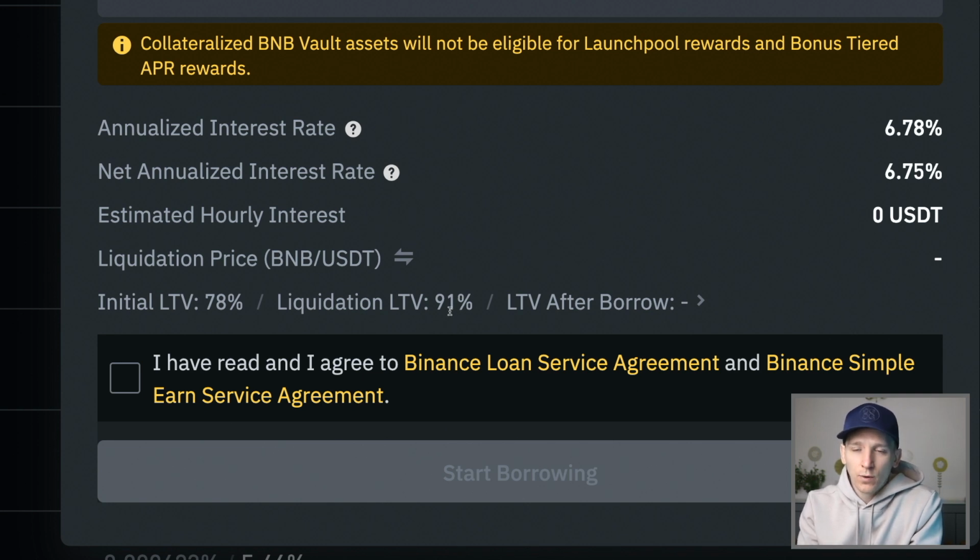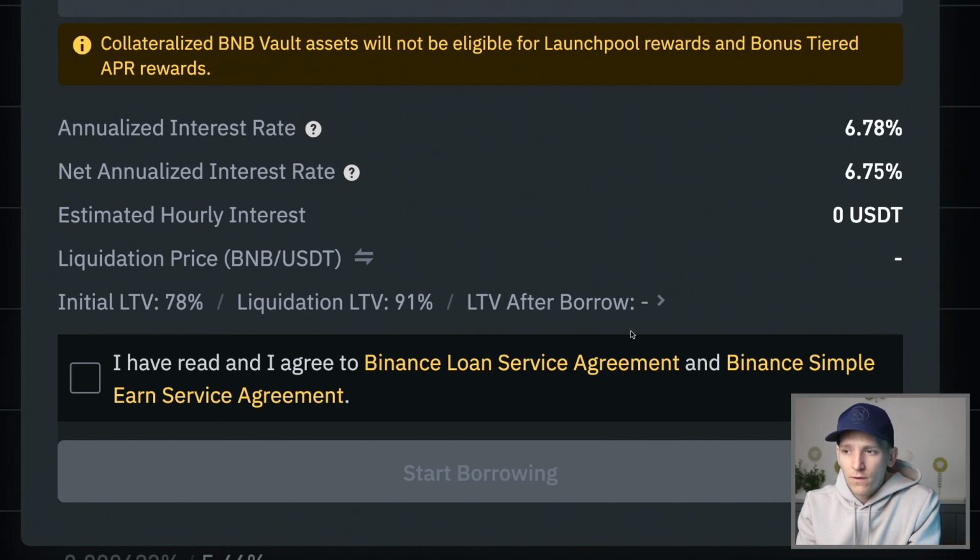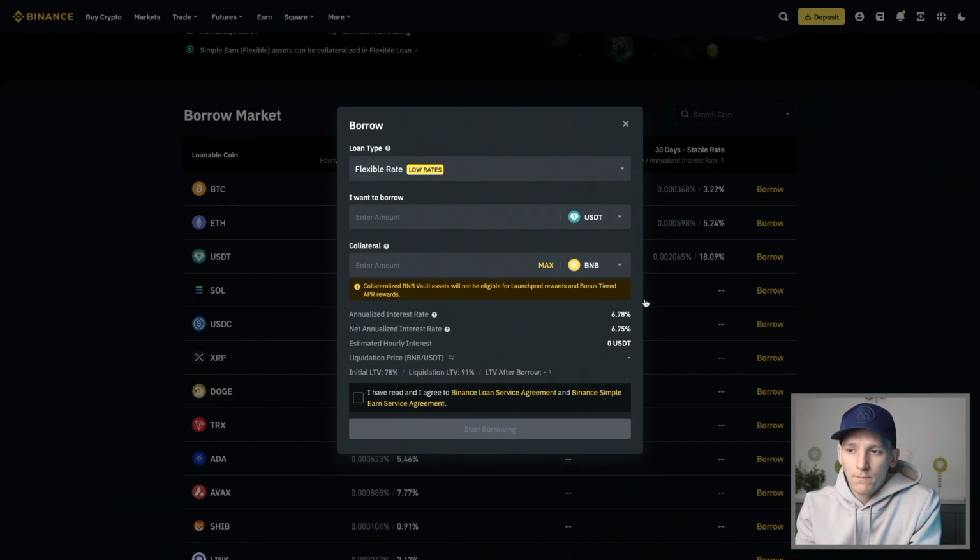So we don't want to get liquidated, but if you do, it's not a big deal. You just essentially sell the crypto, pay back the loan, and there is a liquidation penalty of around 2%. So you'll be paying that extra as well. So we don't want to get into that, but that will happen. And then loan to value after borrow. If we've gone ahead with a borrow, it'll actually show us exactly what our loan to value is. So they're the important details.